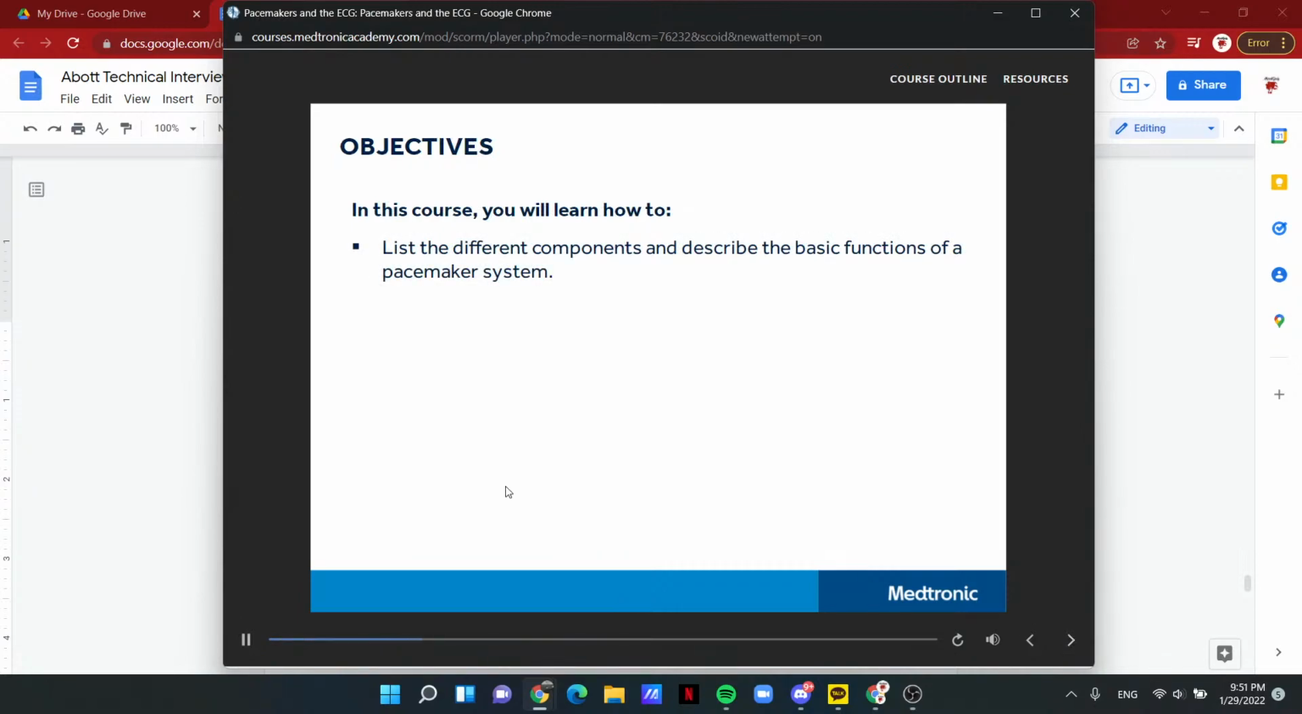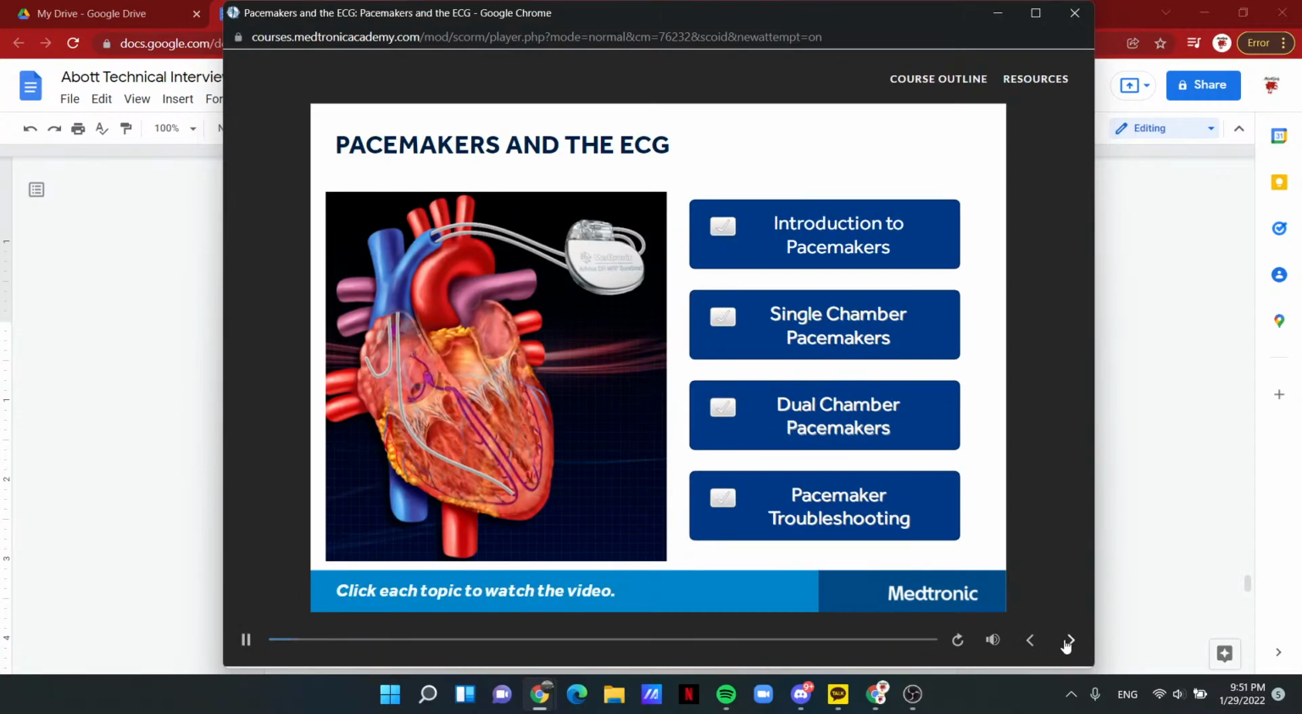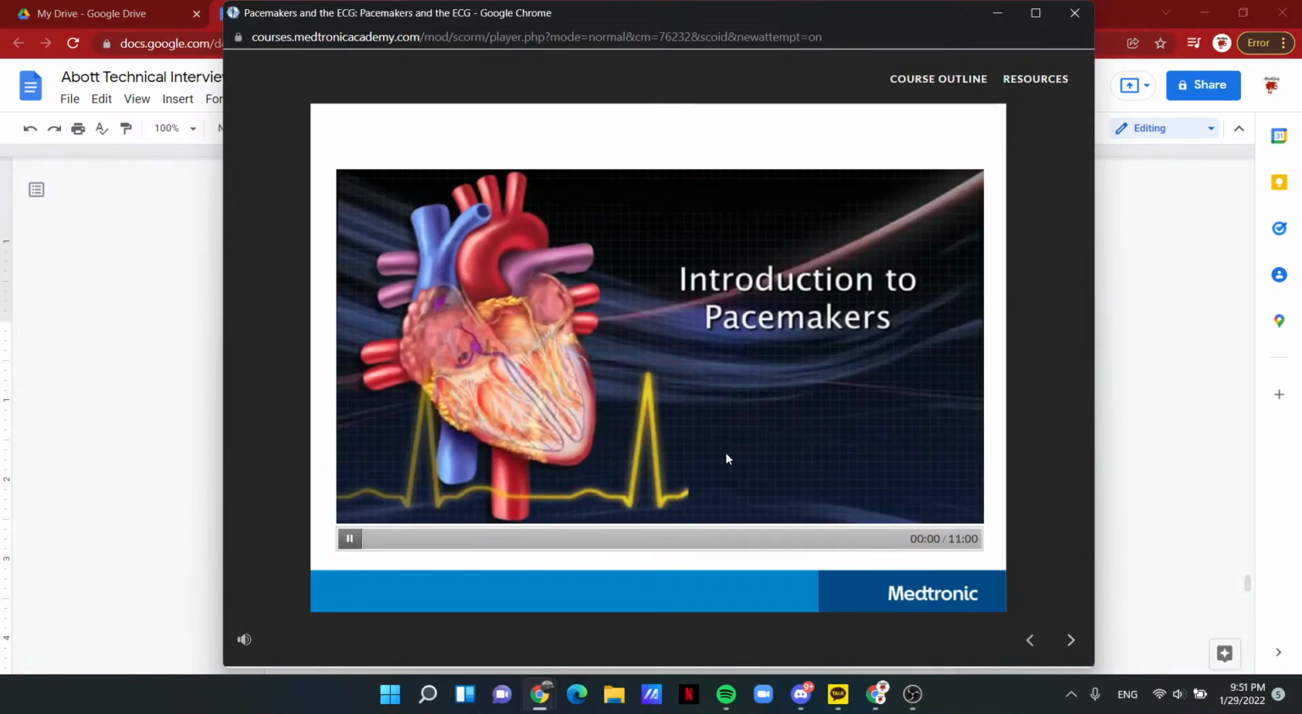In this course, you will learn about the different components and basic functions of a permanent pacemaker system and discuss the differences between single-chamber and dual-chamber pacemakers. We will learn how to recognize both atrial and ventricular paced rhythms, capture and fusion beats on an electrocardiogram. Finally, we will introduce a basic approach to ECG analysis when troubleshooting pacemakers. This menu provides the topics covered.